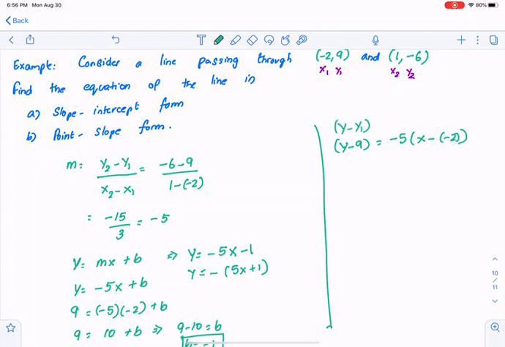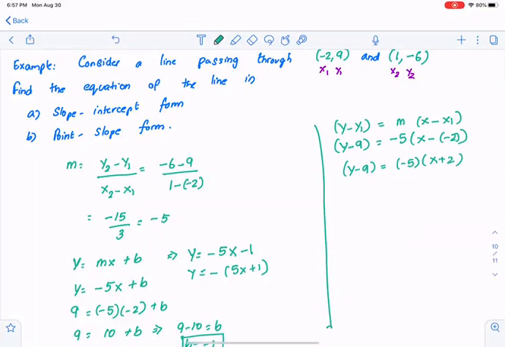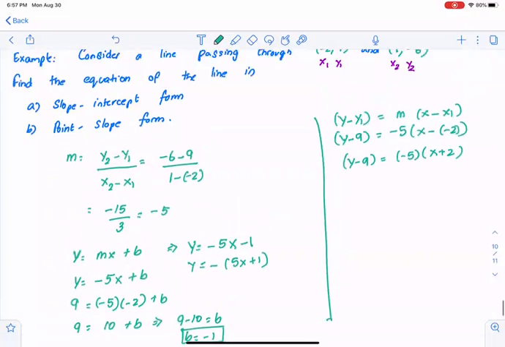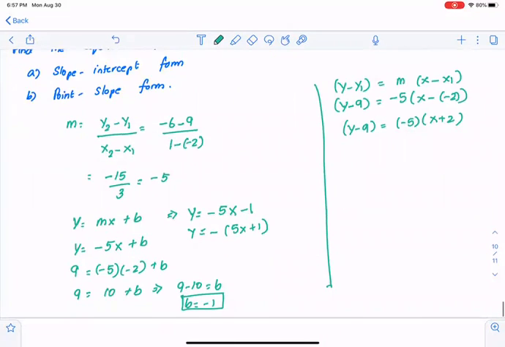So y minus y1 is equal to m times x minus x1. So y minus 9 is equal to -5 multiplied by x. Negative of -2 is +2. So one of you made that mistake of getting 19, and you saw how I got that 19 because I forgot to change the sign. You can always verify your answer. If you take both of those points, plug in the x value, you need to get the corresponding y value.